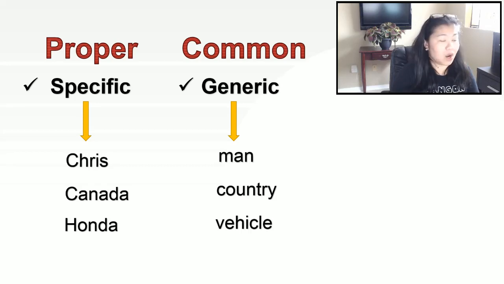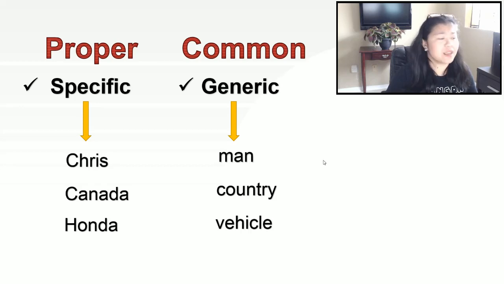Canada and Honda. Whereas common nouns talk about person, thing, place, event in general. For example, Chris is a man, or Chris can be an engineer. And then Canada, we know that Canada is a country, and Honda is a brand name for a vehicle. And usually, a proper noun is capitalized, as you can see in my example: Chris, Canada, and Honda.